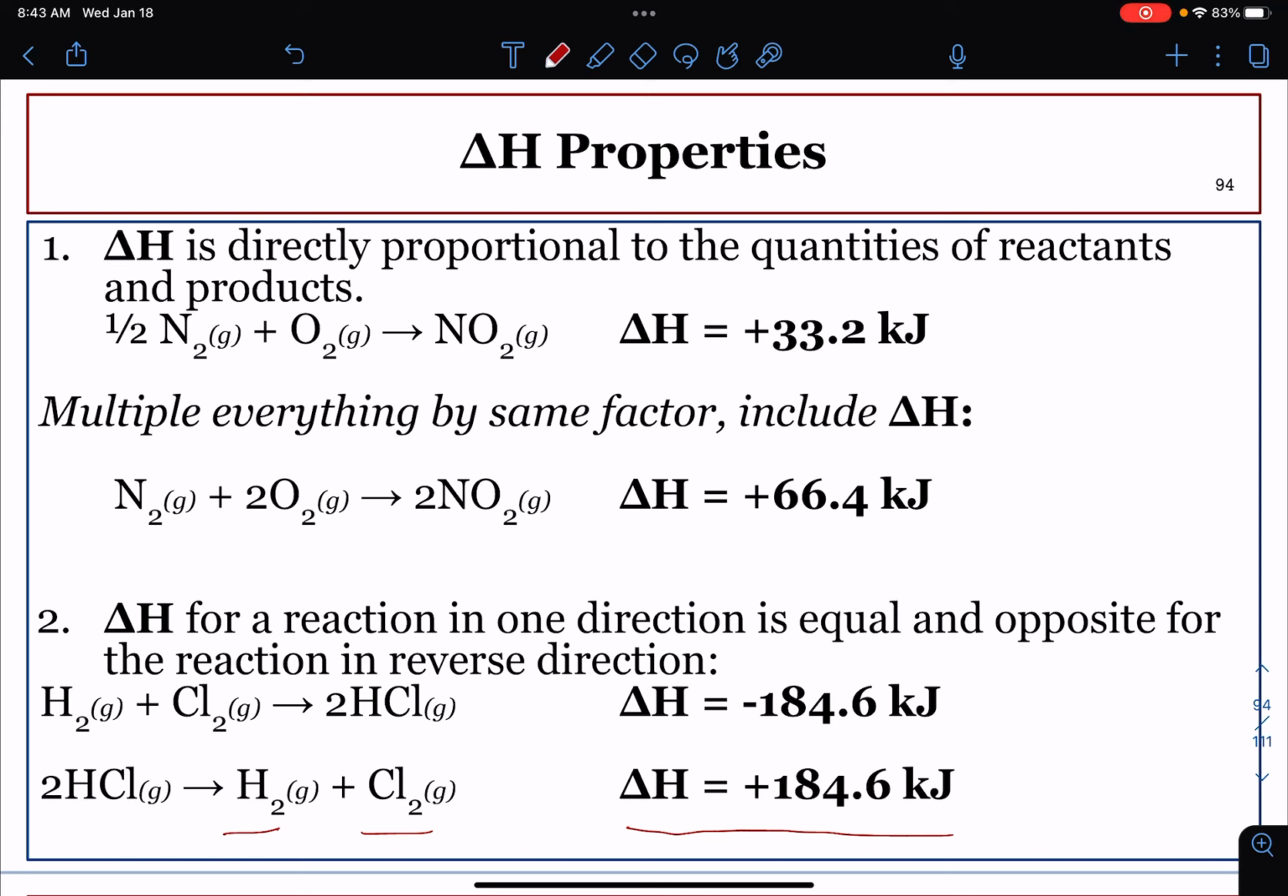We sometimes call this flipping a reaction, when we take the reactants and turn them into products and take the original products and turn those into reactants. We need to flip the sign of the delta H.